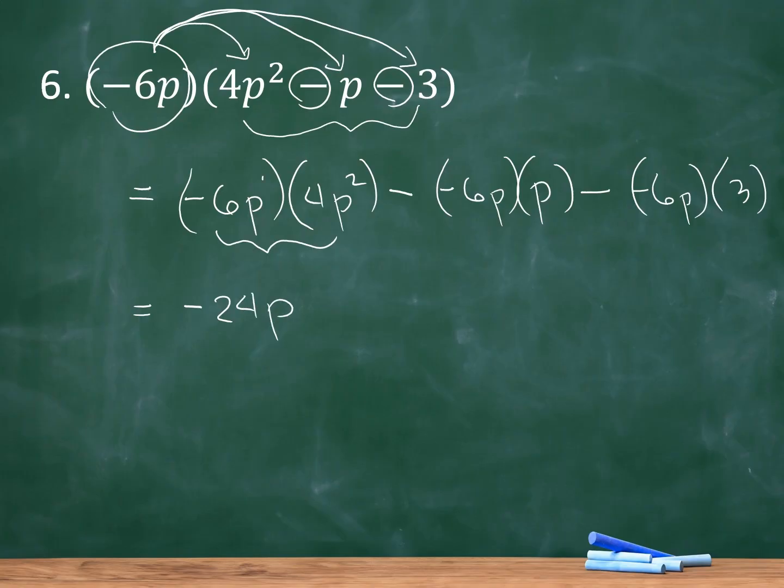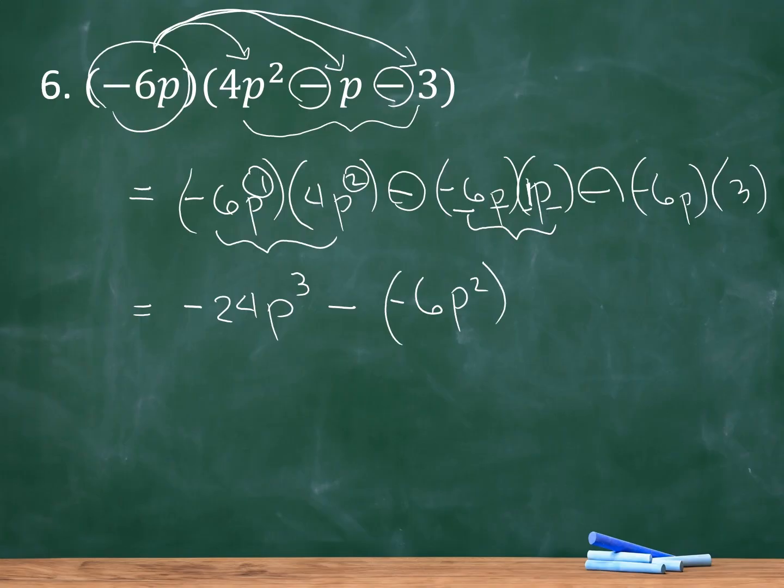24p to the power of imaginary 1 plus 2, that's 3, and then we have the minus, and then negative 6p times p. Remember, there is an imaginary 1 here, so when we multiply negative 6 times 1, it's going to be negative 6, and then p times p will be p squared. Let's put it inside the parenthesis, and then we have a minus, and then negative 6p times 3. Negative 6 times 3 is negative 18 times p, that's negative 18p, and then we put it inside the parenthesis.